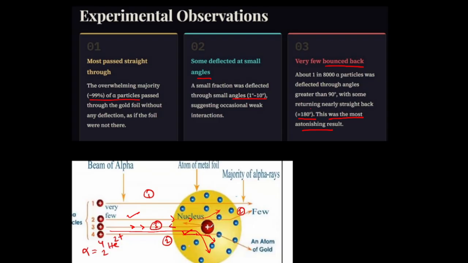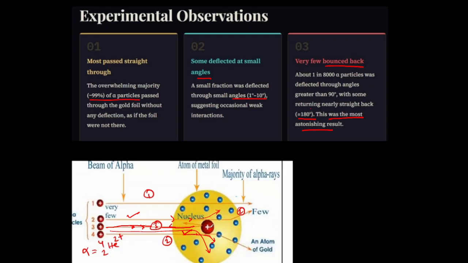The closer it comes, the more the deflection will be, right? So 99% of alpha particles are passing far from the nucleus, so there will be no deflection. Only a few particles will come close, and there will be deflection. But the alpha particle which is coming straight to the nucleus, now what will happen?